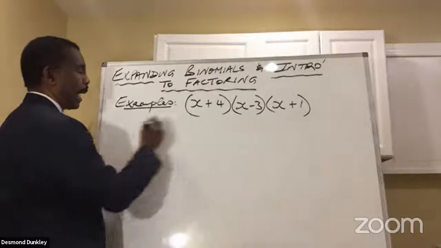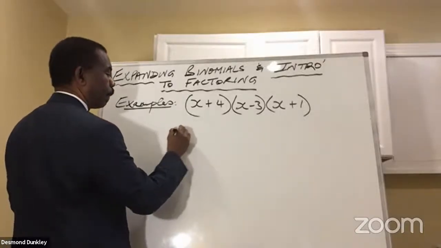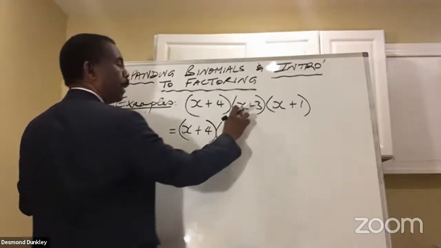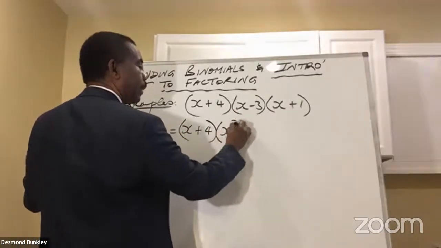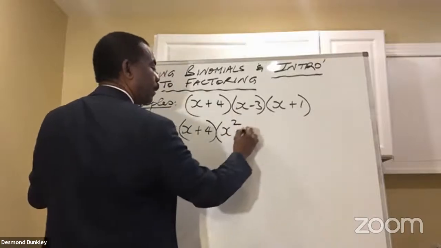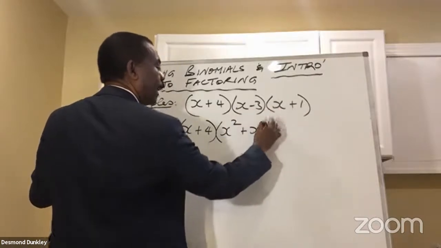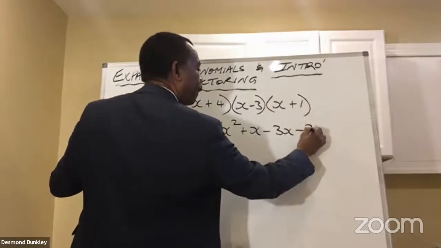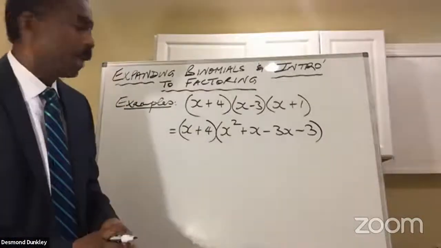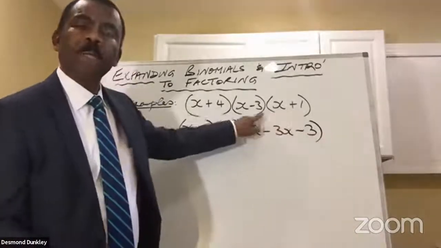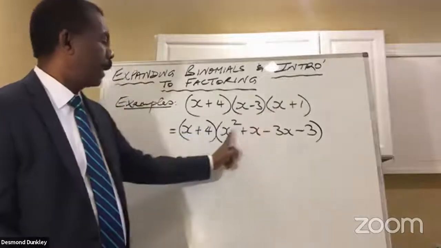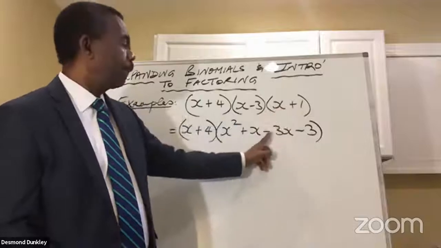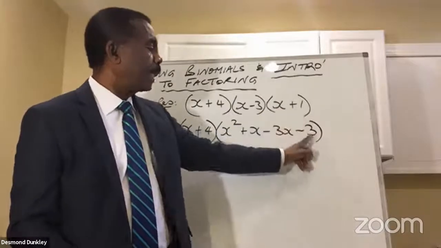So I will put this equal to x plus 4 times x times x is x squared. x times 1, plus x. Negative 3 times x, negative 3x. Negative 3 times 1, negative 3. What did I do? I multiplied these last two binomials first. x times x, x squared, x times 1, 1x. Negative 3 times x, negative 3x. Negative 3 times 1, negative 3.